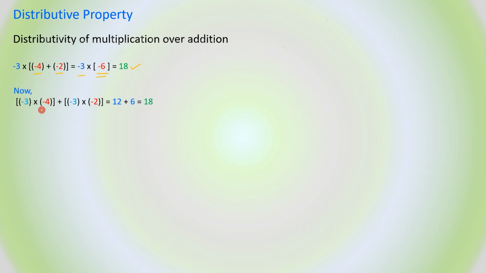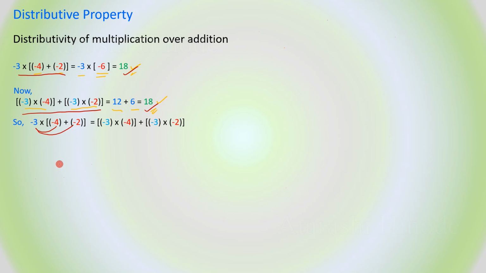Now what about this sum? Here minus 3 into minus 4 is 12, and minus 3 into minus 2 is 6. When we add, we get 18. So in both the cases, we get the same answer. Since the right hand sides are equal, we can say the left hand sides are also equal. So minus 3 into minus 4 plus minus 2 is the same as minus 3 into minus 4 plus minus 3 into minus 2.